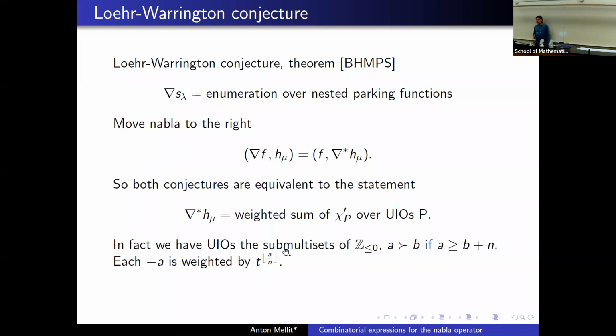And it turns out they're very natural. You have to take z less or equal 0, but a is much greater than b if a is greater or equal b plus n. N is fixed here. And you consider those unit interval orders, all suborders of this, but you weigh each by a power of t. Remember, we never had t in the story, but now everything must depend also on t. So there is a power of t weight.